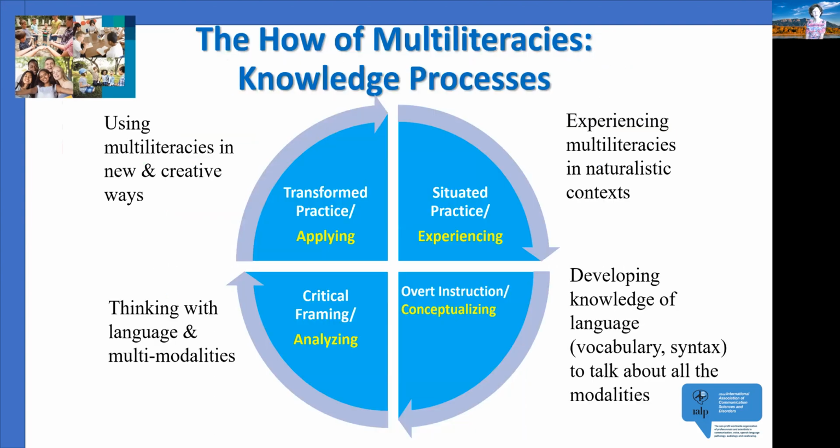Now, how do you teach digital literacy using a multiliteracy framework? There are 4 components to this. First, there's experiencing multiliteracies in naturalistic context. We call this situated practice. And then you want to engage in overt instruction, conceptualizing. You want to explicitly teach the students the language they need to talk about those modalities, the vocabulary and the syntax and the genre structure.